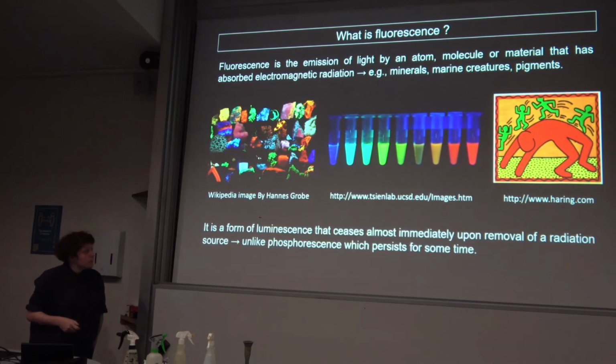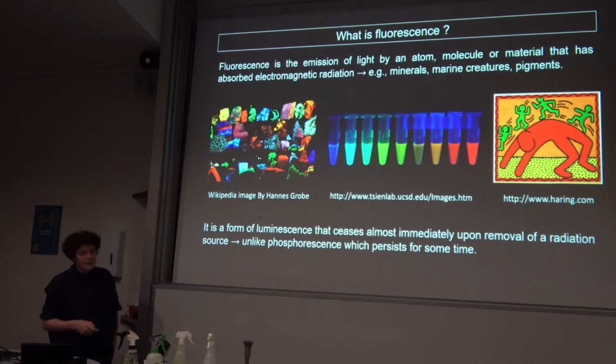So fluorescence is a form of luminescence that ceases almost immediately upon removal of a radiation source. This is unlike phosphorescence, which you may have also seen, like in the form of glow-in-the-dark stars, which persists for some time after you remove the source of radiation.